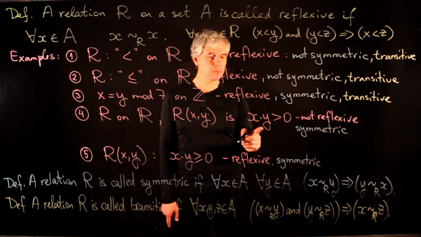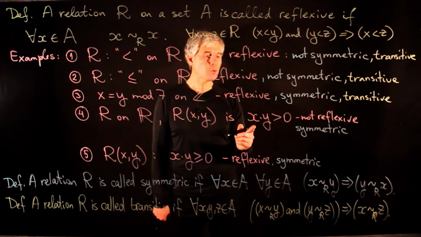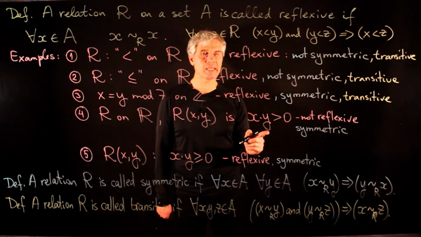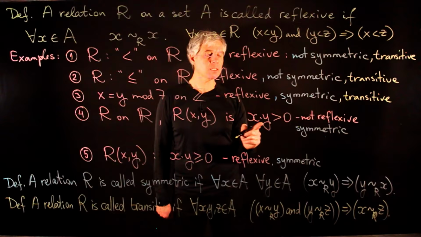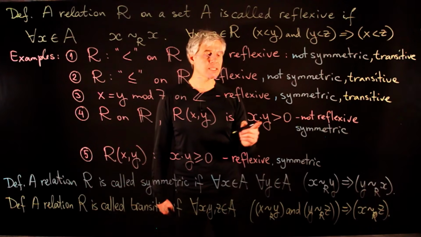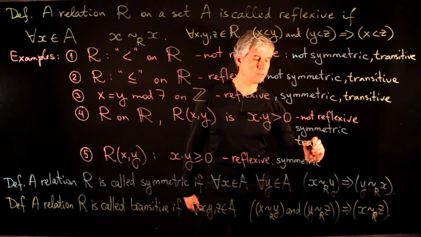The relation x times y is greater than 0 effectively says that either both x and y are strictly positive, or both of them are strictly negative. So we get that if x and y have the same sign, and y and z have the same sign, then x and z will also have the same sign. So this relation is transitive.